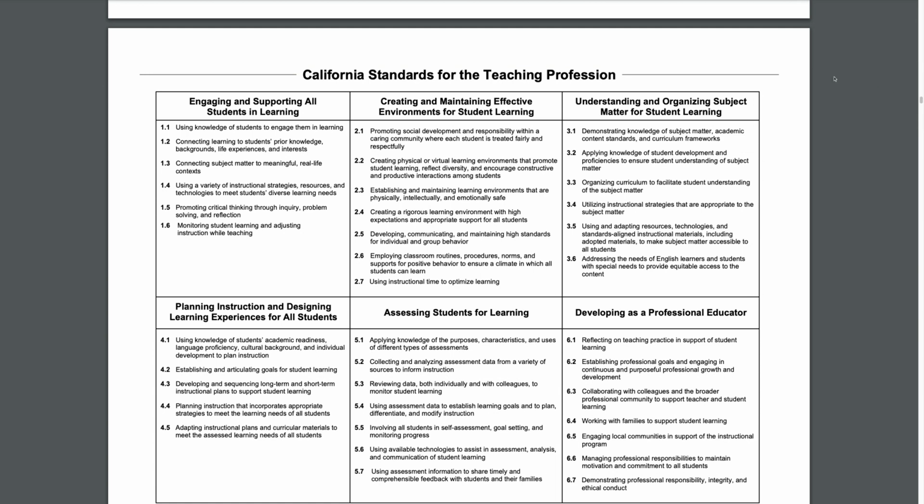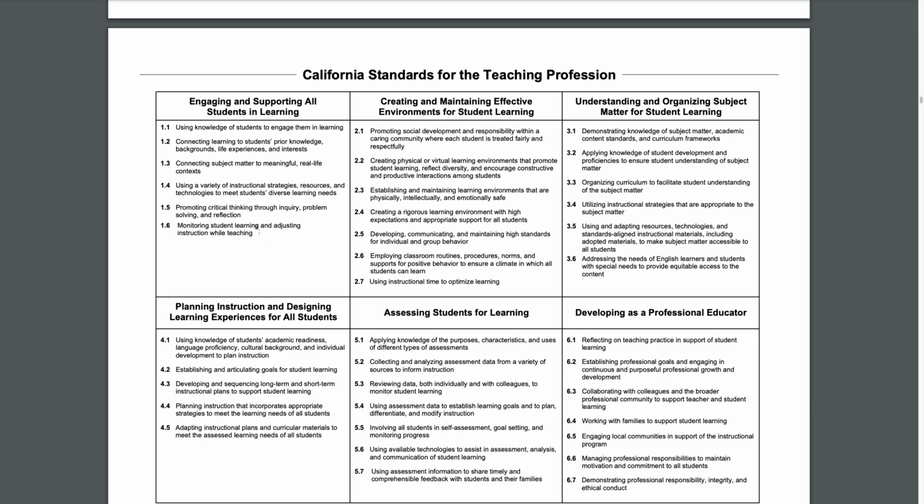So, for example, you can use this page to look at standard number 1, engaging and supporting all students in learning, and you might determine that standard 1.1, using knowledge of students to engage them in learning, is a strength. You would put that under the areas of strength and cite some specific example of how you do that in your classroom to indicate that you use your knowledge of your students to engage them in learning.